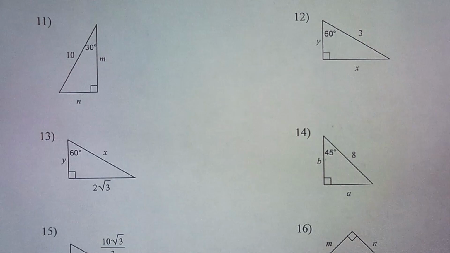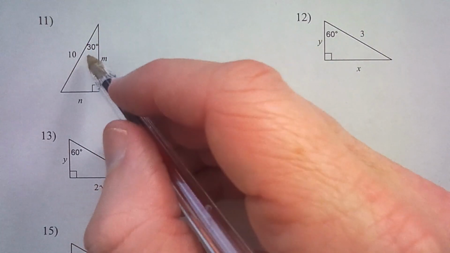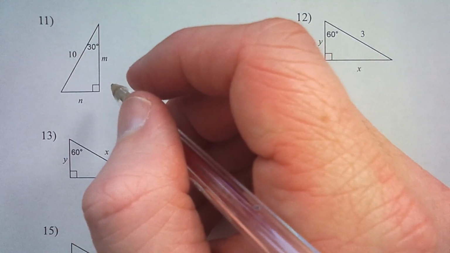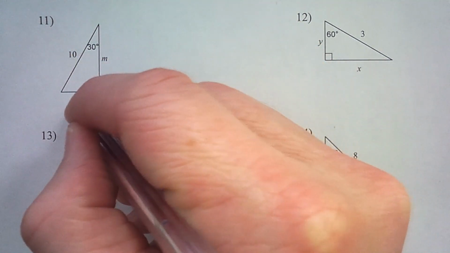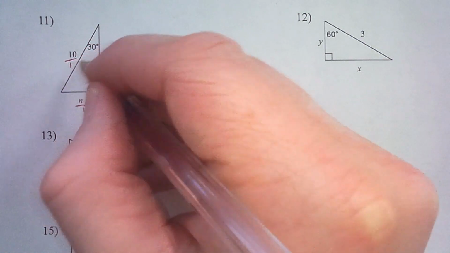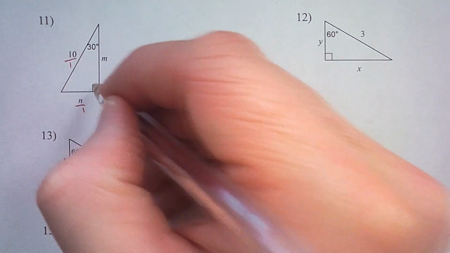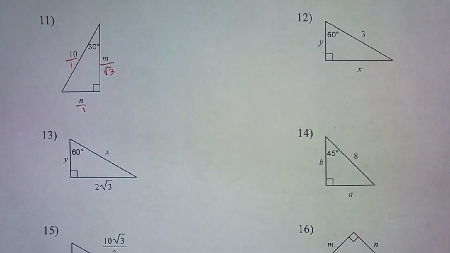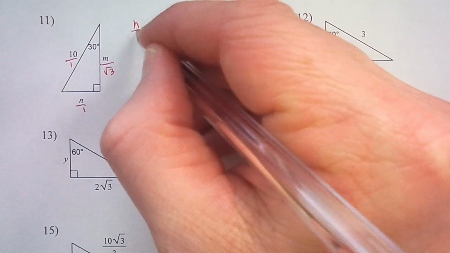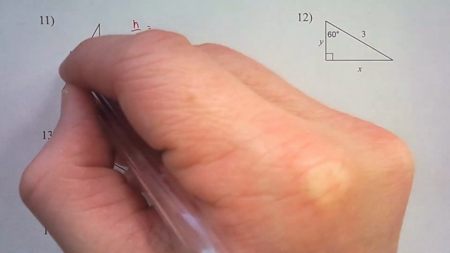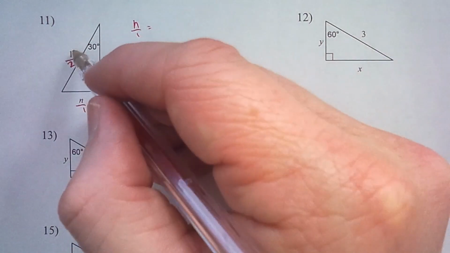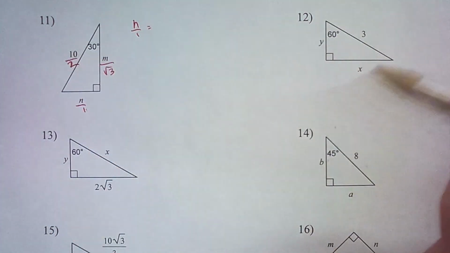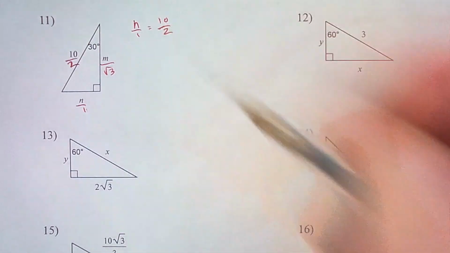Okay, next up we have a 30, 60, 90, and in a 30, 60, 90, we've got a ratio of 1, 2, square root of 3. 1 is the shortest, 2 is the longest, that's always the hypotenuse across from the right angle, and square root of 3 is the medium side. So I have n is to 1, as 10 is to, and I wrote a 1 here, that should be a 2, so I've got 1, 2, root 3. So n is to 1 as 10 is to 2.